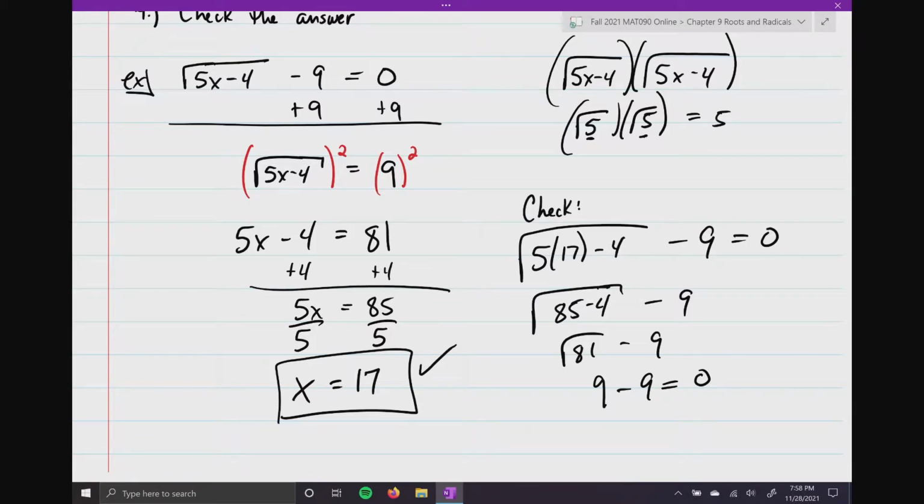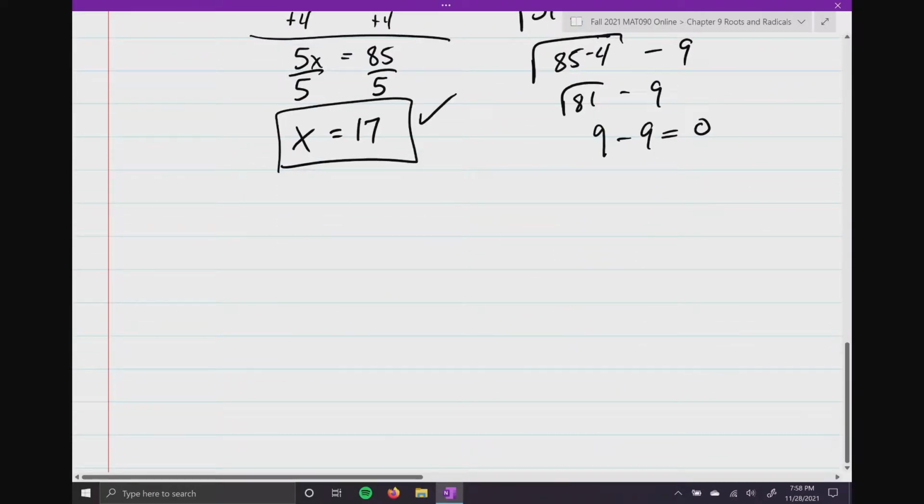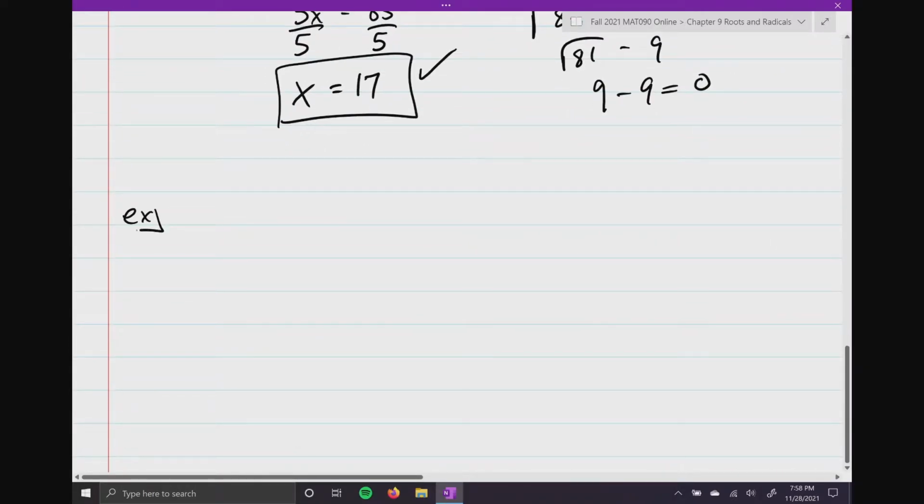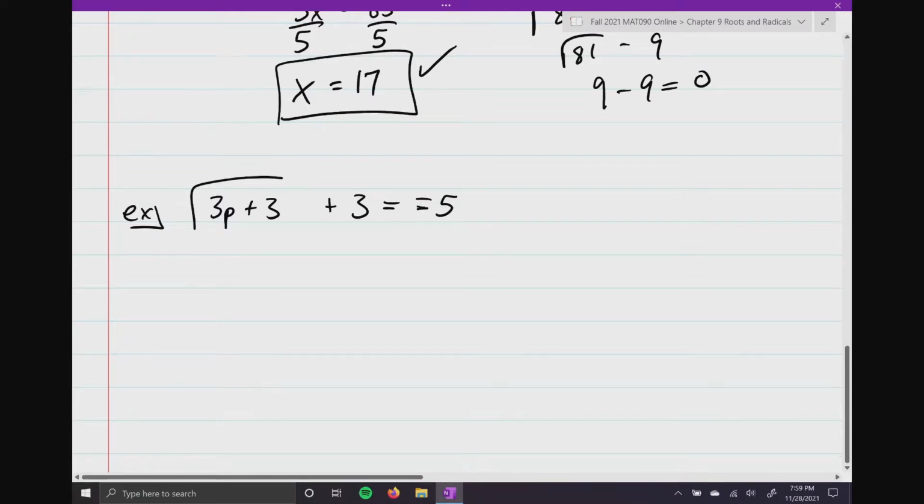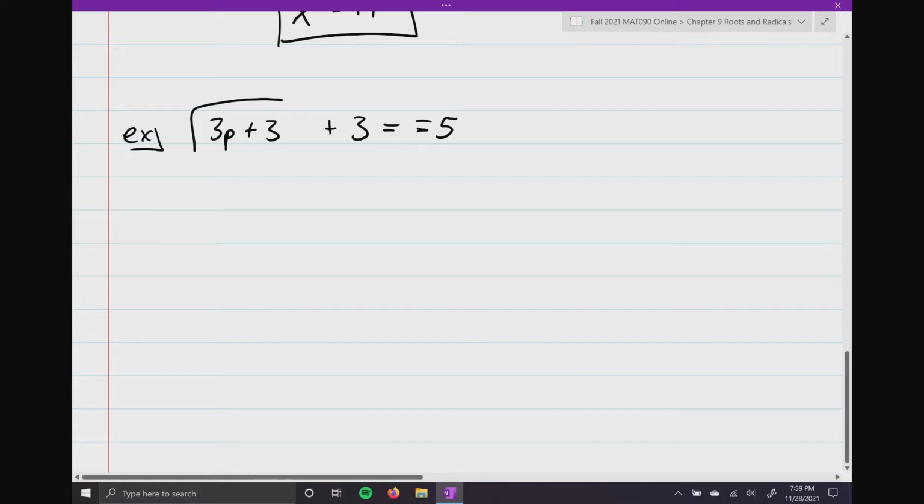So let's look at another one here. How about the square root of 3p plus 3, plus 3 equals 5? Okay? So once again, it's a radical equation. So I need to get the radical symbol by itself. I need to isolate it. So I will subtract 3 from both sides.